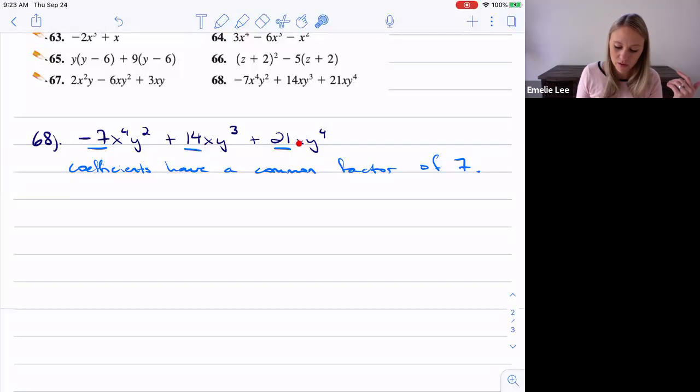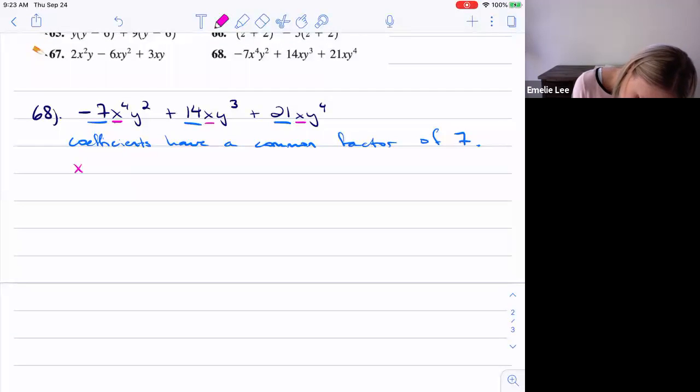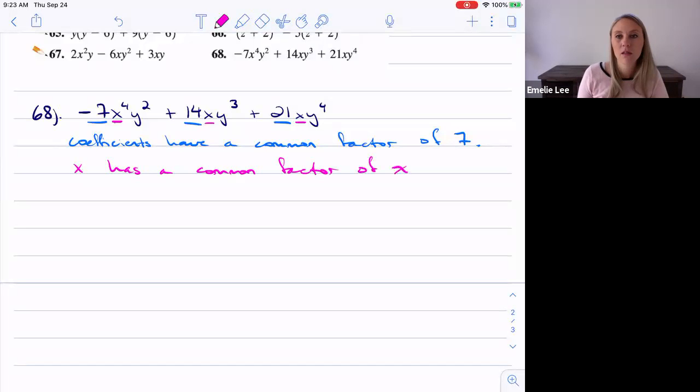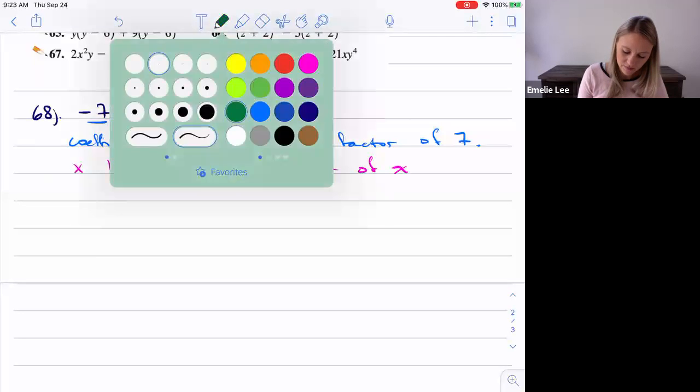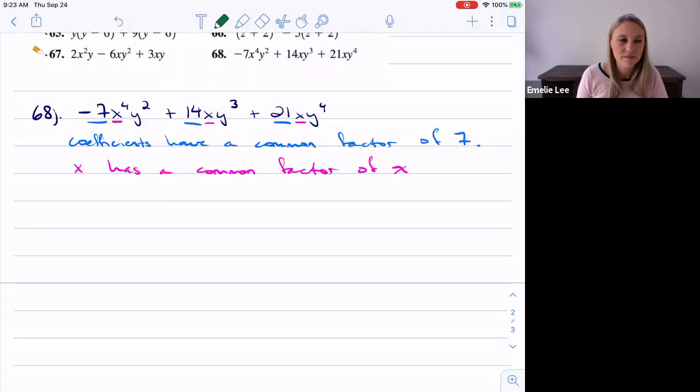If there was a term with no x, say this last term was just 21y to the 4th, then we wouldn't be able to pull out a common x, because we have to pull it from each of these terms. So here, x has a common factor of just x. Nick's got it.